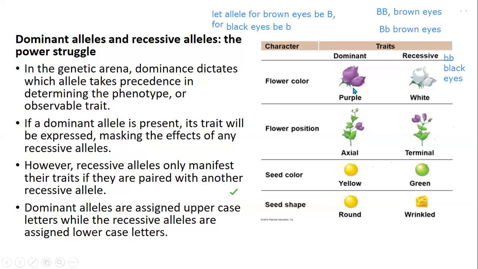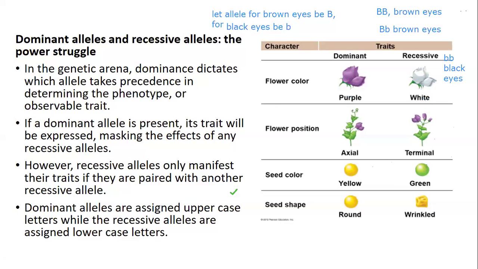You find that the allele for purple flower color is dominant over that for white. So if I say purple is capital A, and white is small a, it means that for us to have purple color, we have to have double capital A or capital A and small a. And then for white, we must have small a. Because white is recessive, it can only be expressed where we have another recessive allele.